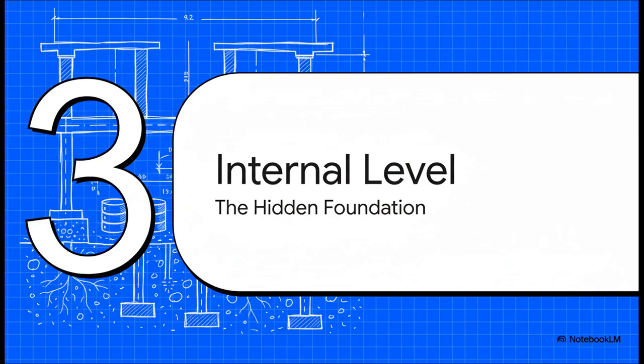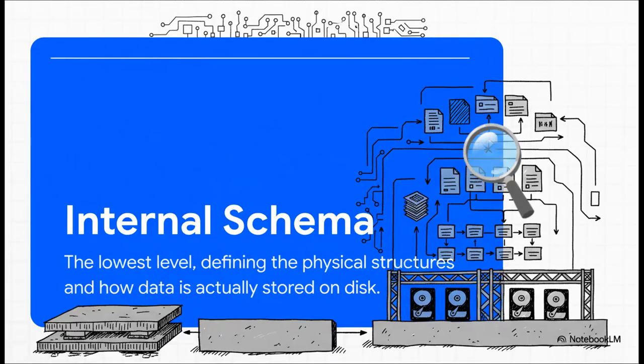So we have the master blueprint defining the truth, and we have the custom user views on top, providing that secure, flexible access. But what's holding the whole structure up? For that, we've got to go down to the hidden foundation, the internal level. This is the deepest, most technical level that users never, ever see. The internal schema describes how the data is physically laid out and actually saved on the disk drives. It handles things like, is this info stored on a fast solid-state drive or a slower hard drive? It's all about file organization and storage paths, the real concrete and steel foundation of our building.